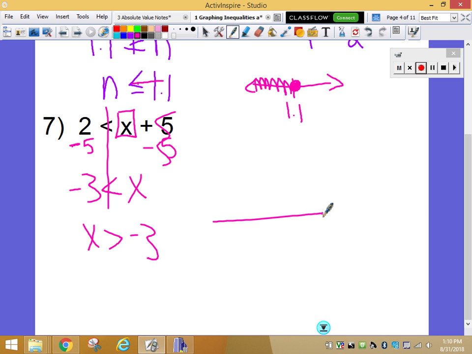So let's graph it. It is at negative 3. I should put a circle there. I'm going to leave it open because there is no line underneath it. If I turn this into an arrow, it points to the right. So I'm going to shade to the right.